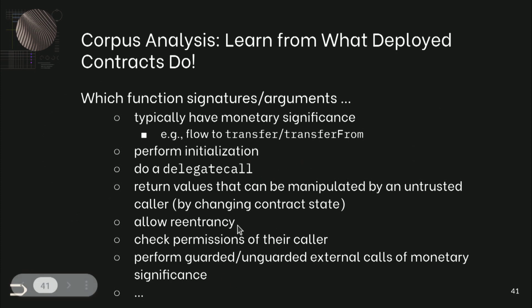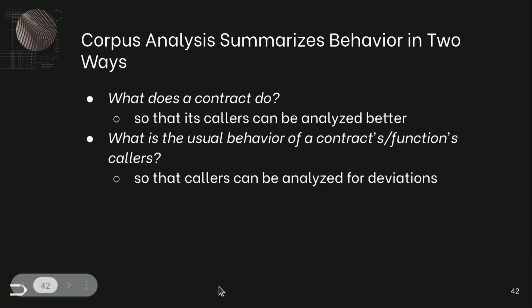What functions allow reentrancy? Or what functions perform permission checks? Or make a call without performing a permission check or after performing a permission check? And a whole bunch of these properties. These are all summarization properties. So in effect, corpus analysis summarizes the behavior of all deployed contracts in two ways.